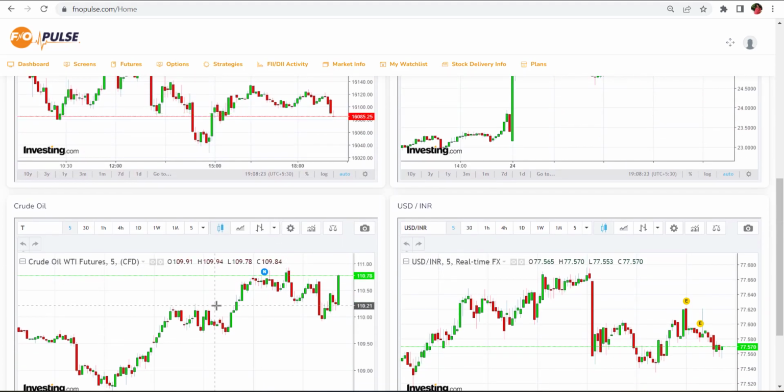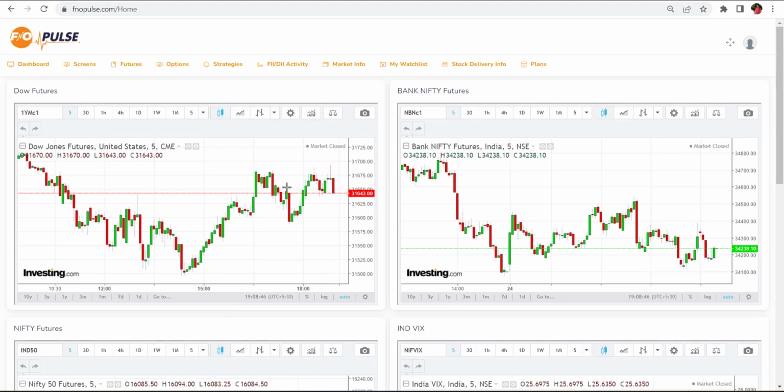When the crude oil is up, our market will be down. Vice versa, whenever the crude oil is on the downside, the market will be opening on the upside. The USD INR is the same as crude oil. Whenever it's up, our market condition will be bad. But this is not applicable for the IT sector. When USD is high, our IT sectors perform well.